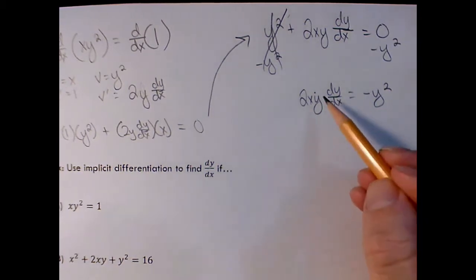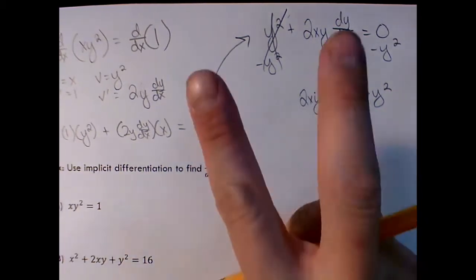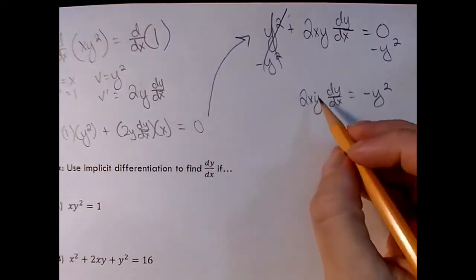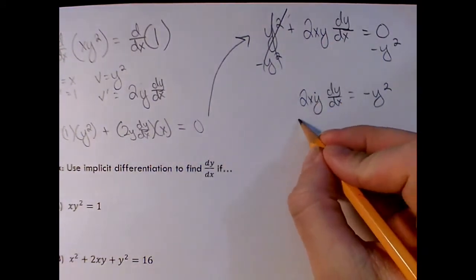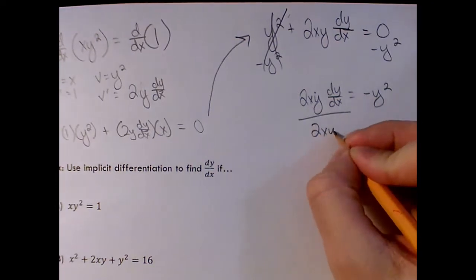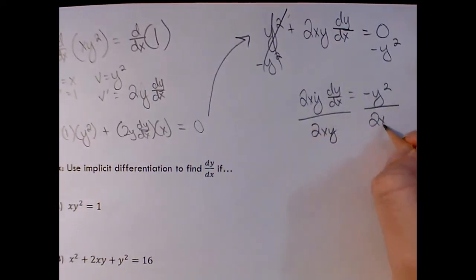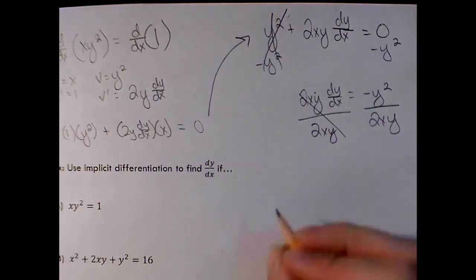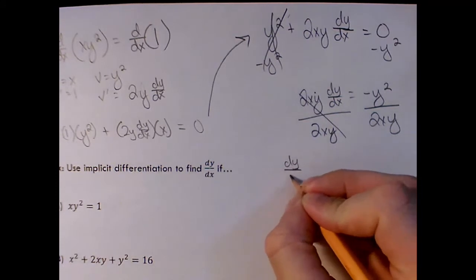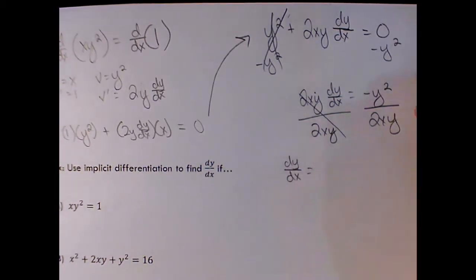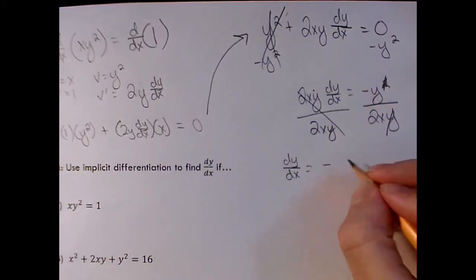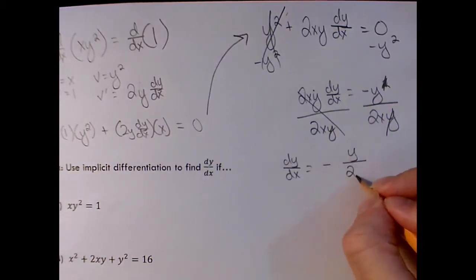I only have one thing with the dy/dx on the left, so I don't have to worry about factoring the dy/dx out of everything on the left because I only have one thing on the left. So what I can do now is just divide both sides by 2xy. And dy/dx is going to equal, well, look what I have. I have a y squared up top and a y on the bottom, so I can cancel out a y from each. And this leaves me with negative y over 2x.